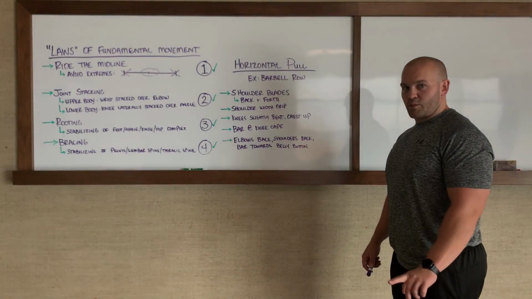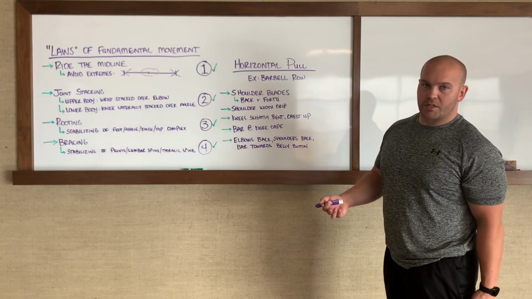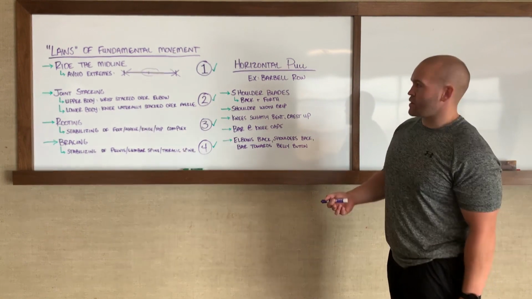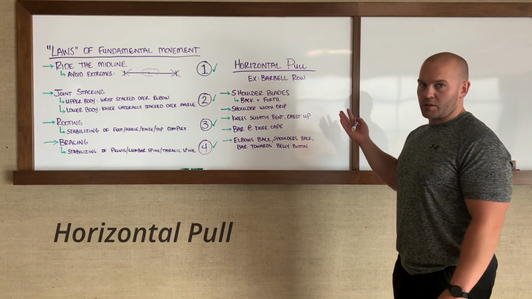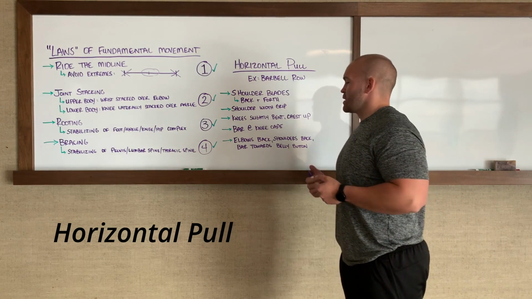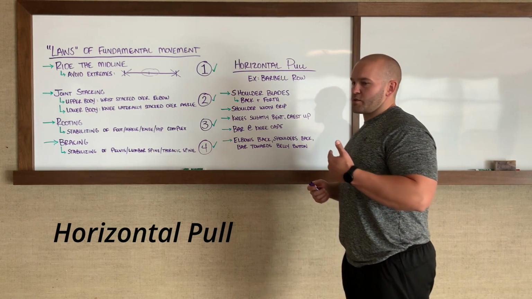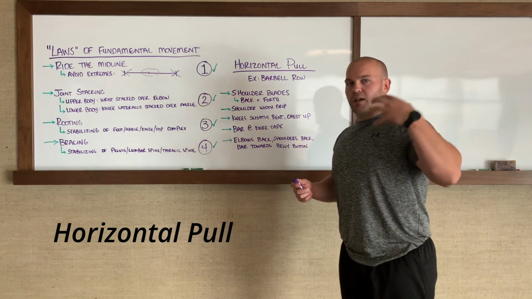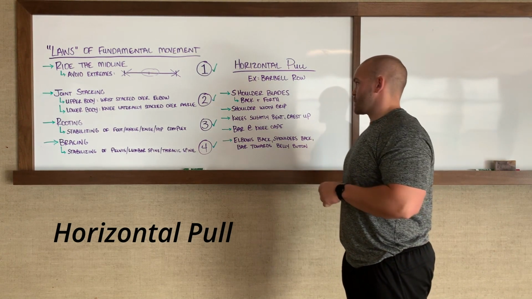Okay, so the next one we're gonna go over is the exact opposite of the first. So we did the horizontal push, this is the horizontal pull. So now we are pulling an implement towards us in the horizontal plane. You'll remember for this, we're using predominantly our entire upper back and a little bit of our biceps.